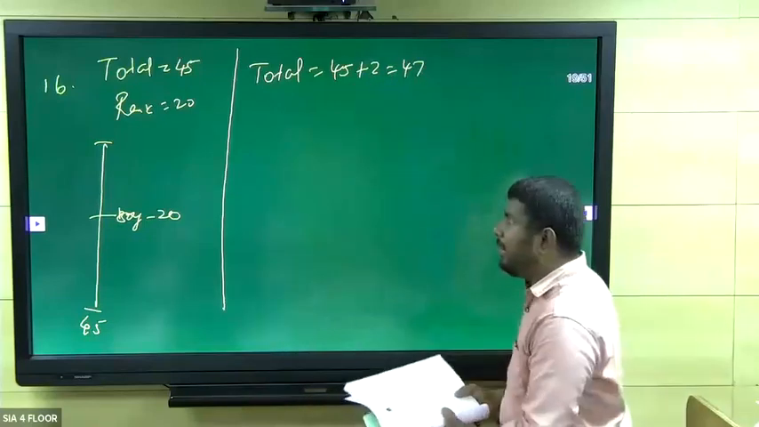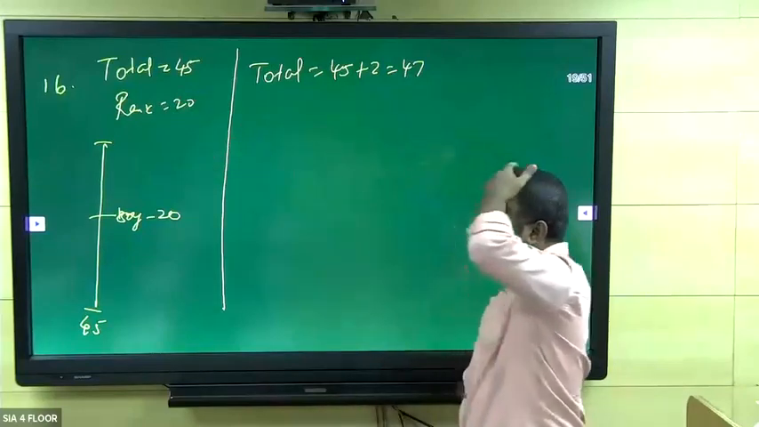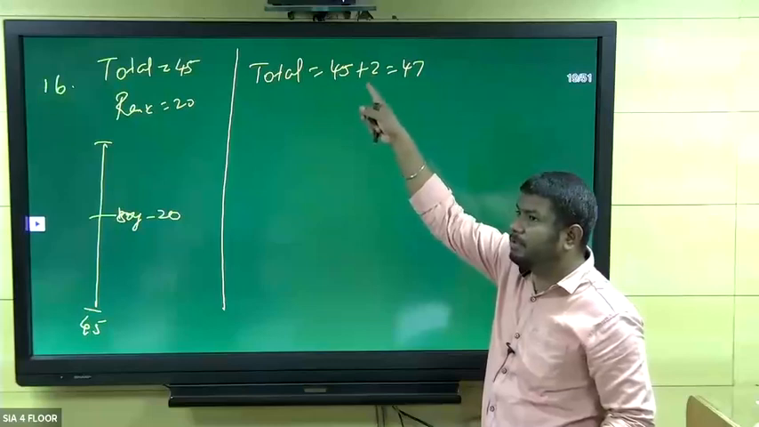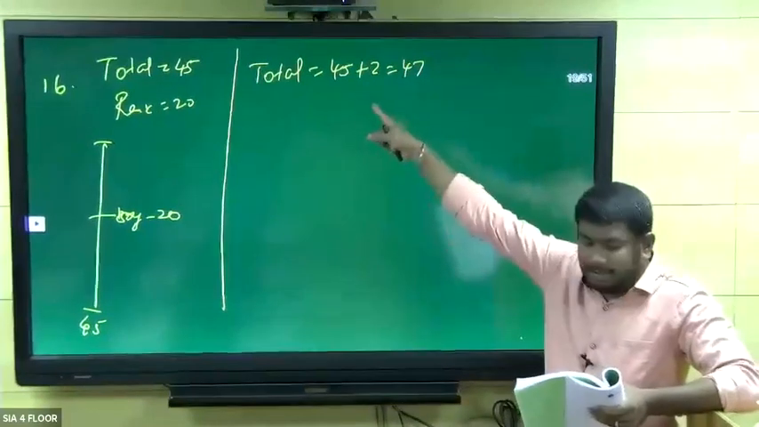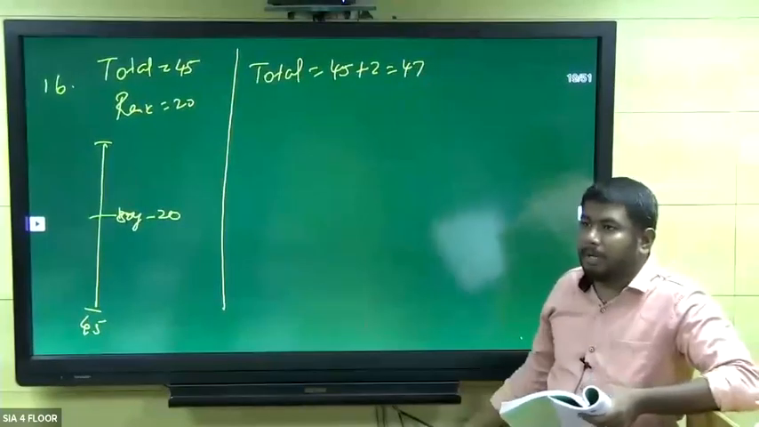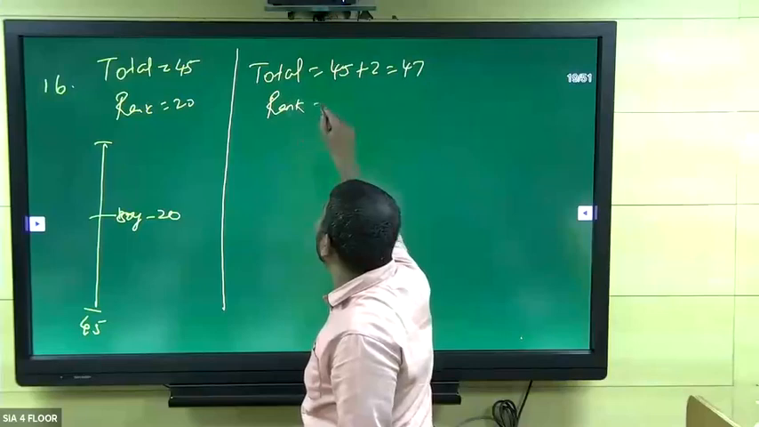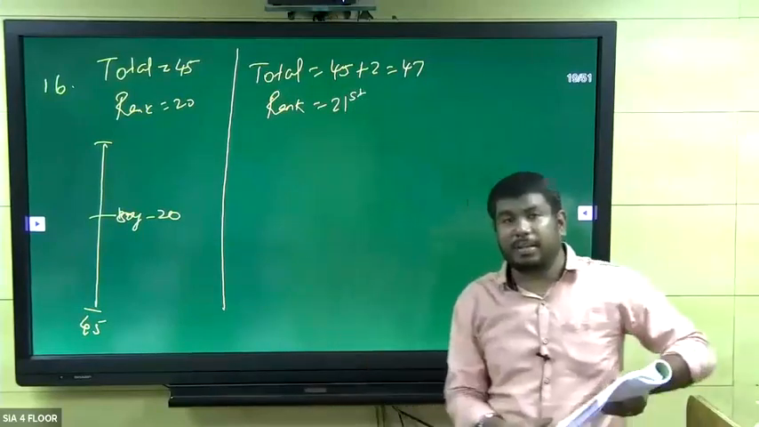Already we have a total of 45 persons. Out of this, the boy is ranked 20th. Now two boys are joining the class. So 45 plus 2 is nothing but 47, right? Because of this, his rank dropped by 1. So his rank will be 21st. Clear?